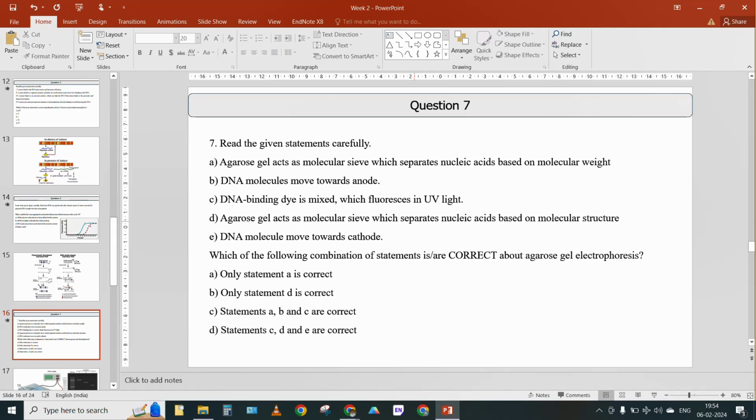Which of the following combinations of statements is or are correct about agarose gel electrophoresis? So, which student would like to answer this question? Take your time. Take your guess. Anything.